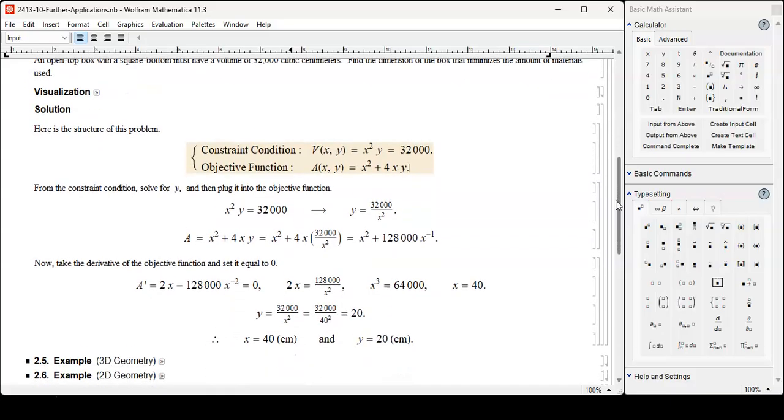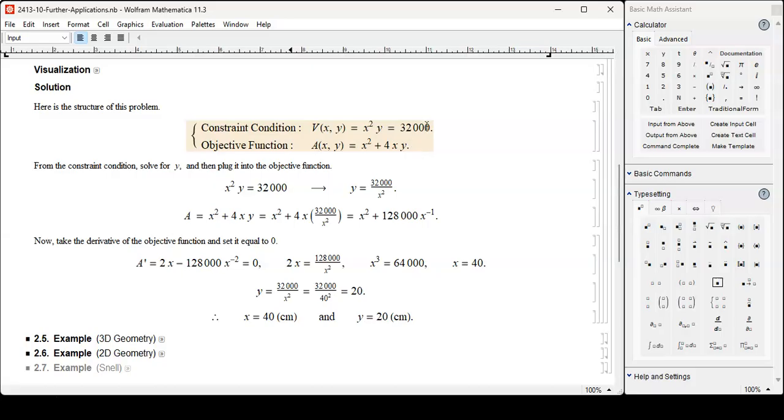Now, solving for y and plugging into the other, we get a function of one variable only. And then from here, take the derivative and set it equal to 0. You can get x equal to 40. Plug it back in, you get y is 20, so we get the dimension. X is 40, y is 20. So the desired dimension is 40 by 40 by 20.